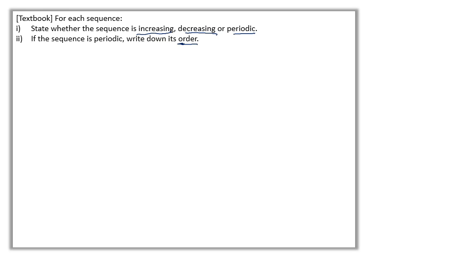So example 1. Here is our recurrence relation. So the next term in the sequence is defined by the previous term plus 3. The first term is 7. So u of 2 is going to be 10, u3 is going to be 13, u4 is going to be 16, and so on. And with that in mind, this sequence is increasing.